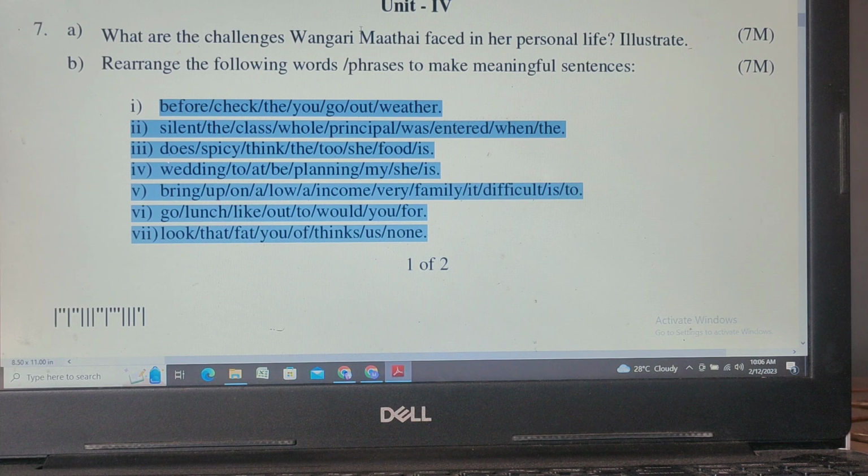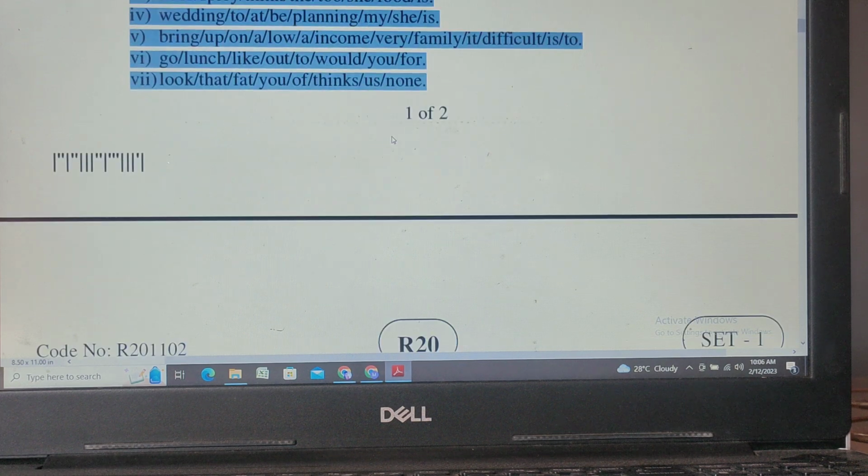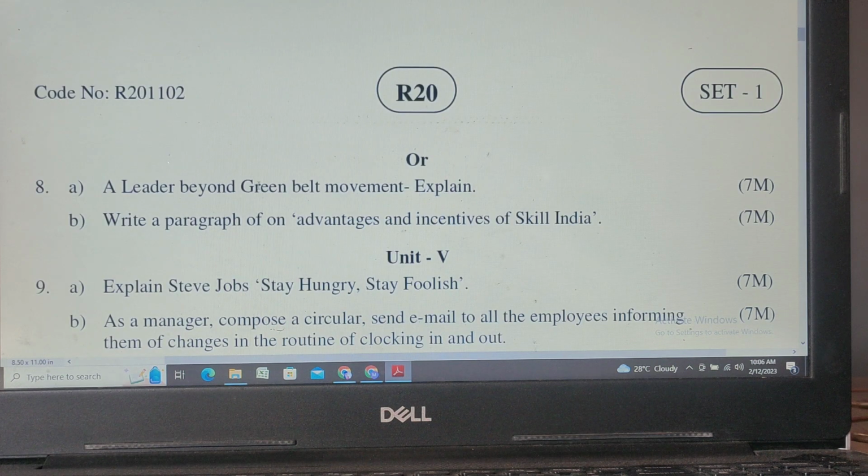And it's a combination of Mathai. When you look at the other set here, it's again the green belt movement and paragraph writing. So unit 4 is something relaxed, where you are reading only one essay answer, that is Mathai, and the other is a general question. Either you put the jumbled words into a proper sentence, or you answer a paragraph writing.